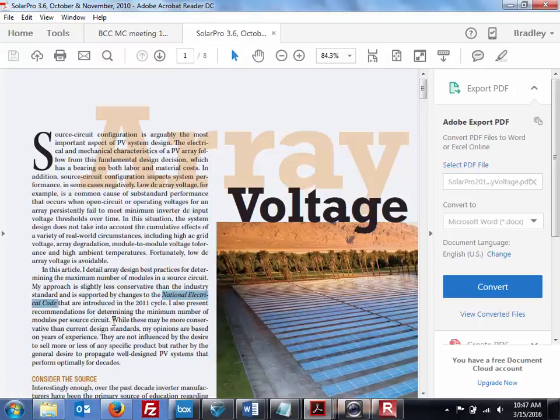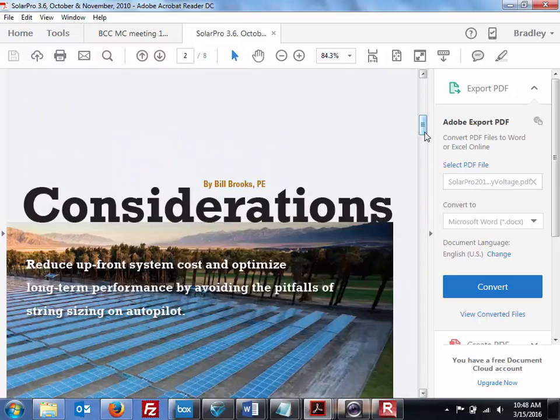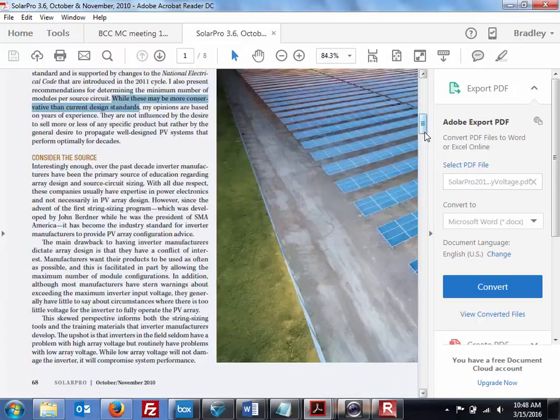Okay. So he says, while these may be more conservative than current design standards, which you're going to find in the code, my opinions are based on years of experience. And that's always going to be the case. You kind of have to do it by the book, but the book is not going to prescribe exactly what to do. It's just going to give you some limits. This guy is using his own experience to dial in best practices. Okay. See if I can make this a little bigger.